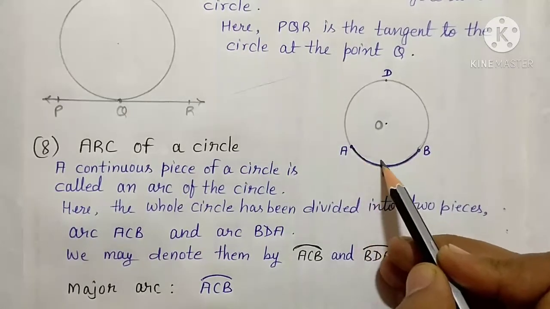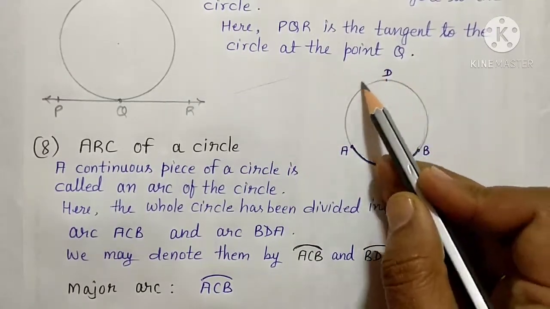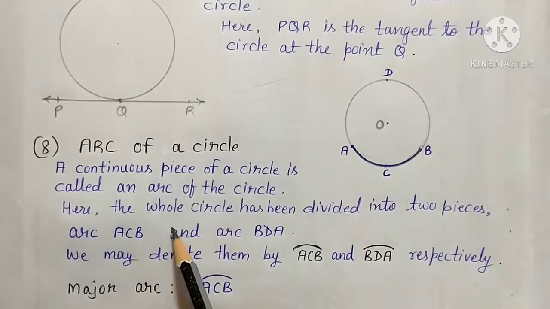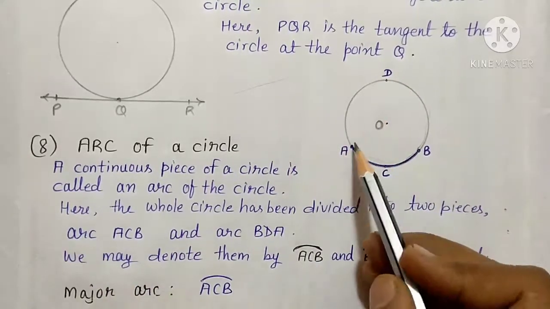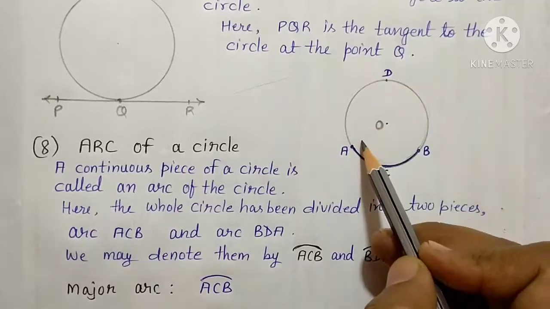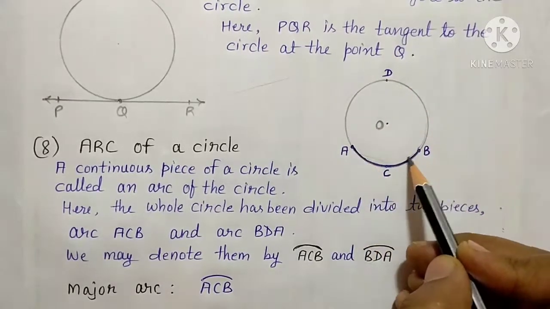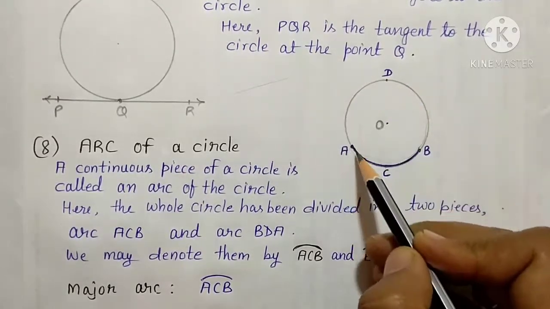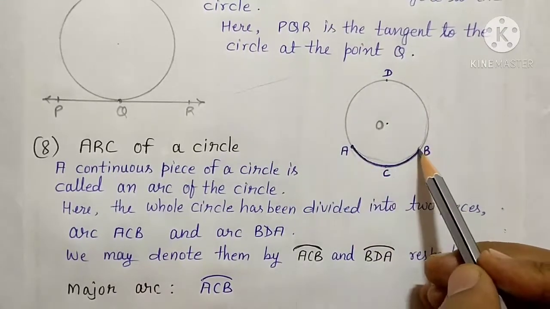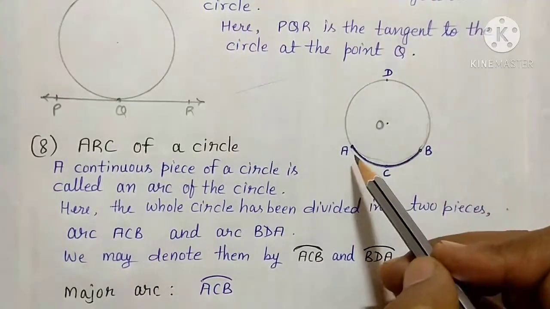ACB, it is continuous. And BDA, this is also continuous. So here the whole circle has been divided into two parts, ACB and BDA. Now this is a small arc, this is a bigger arc, or you can say minor arc or major arc. Major means big, minor means small.